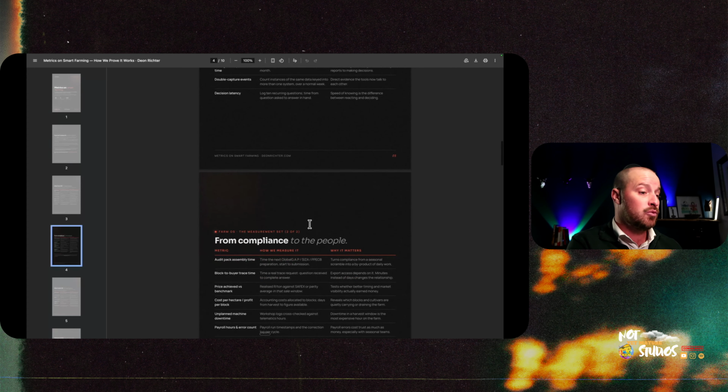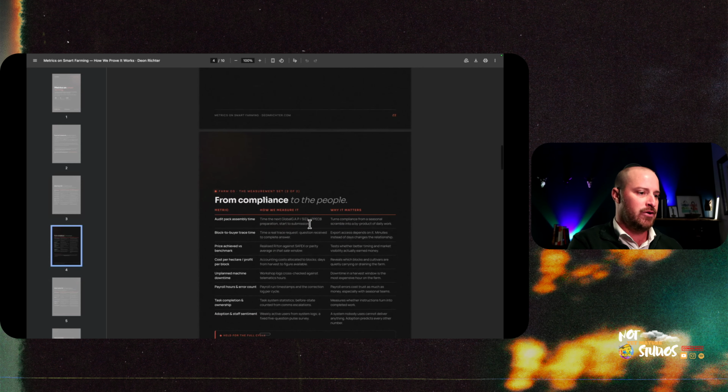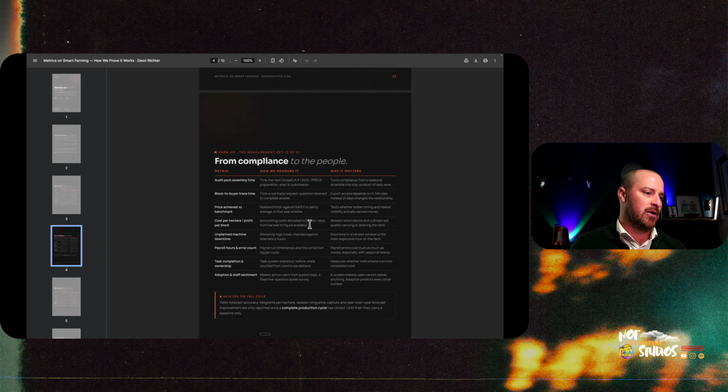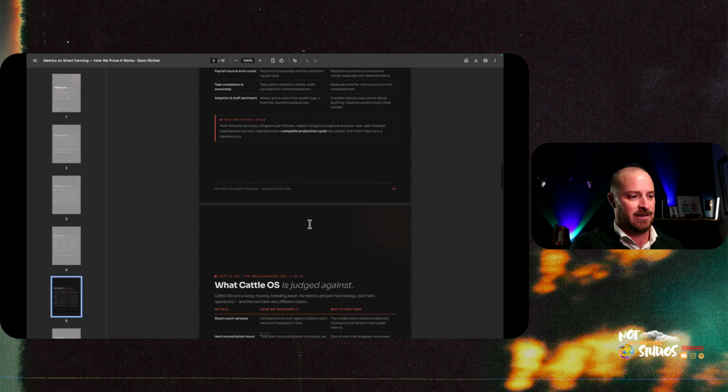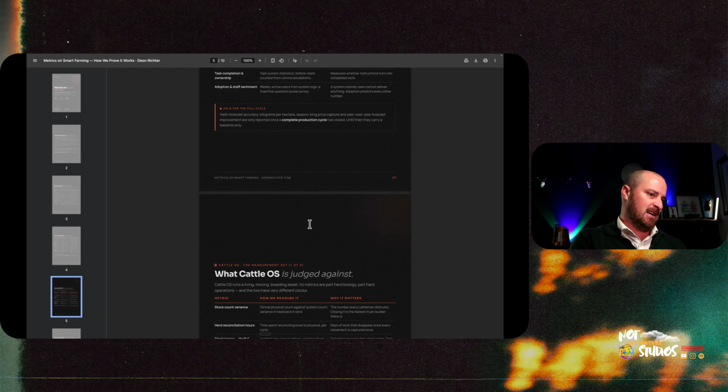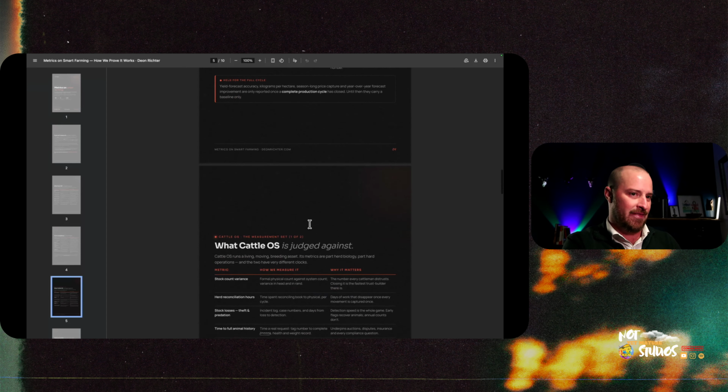We continue with Farm OS from a compliance point of view. The metrics that we run are audit pack assembly time, block to buyer trace time, price achieved versus the benchmark, cost per hectare versus the profit per block, unplanned machine downtime, payroll hours and error count, task completion and ownership, adoption and staff sentiment. It's very important for us to have these metrics, and I'll show you exactly why from a financial point of view.